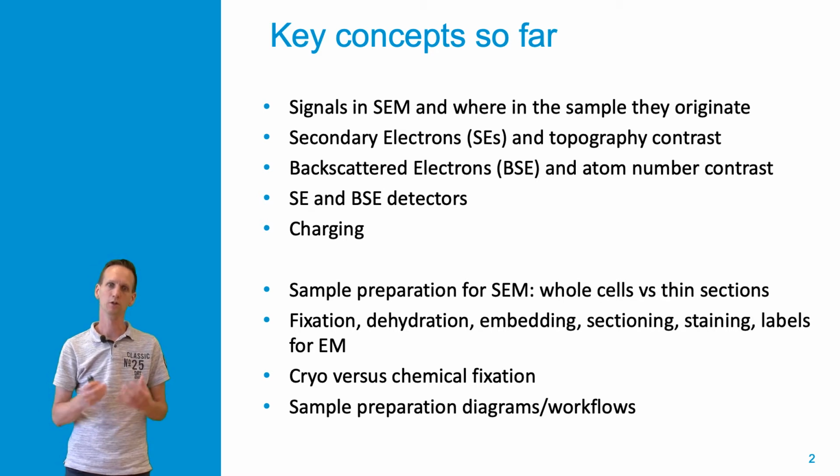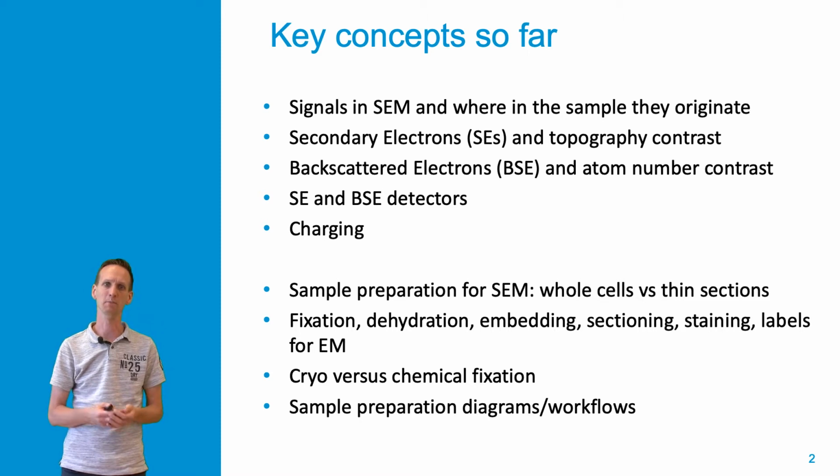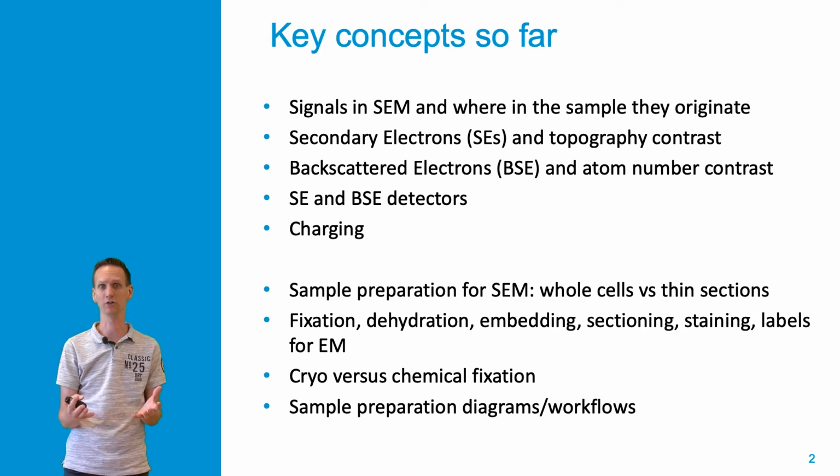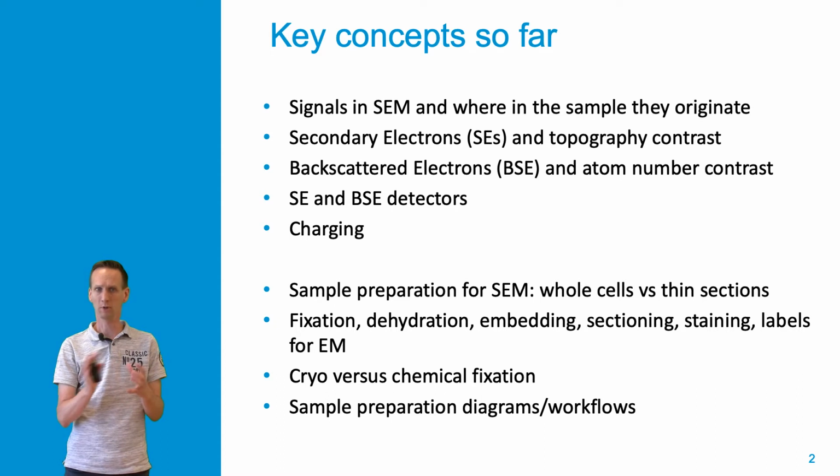First, we have seen which signals are generated in an SEM and from where in the sample they originate. We've looked at secondary electrons and we learned that they mostly give topography contrast. We also looked at backscattered electrons, and we've seen that the contrast given by the backscatters mostly comes from differences in atomic number in the material composition. We looked a bit at both kinds of detectors and the differences between them.